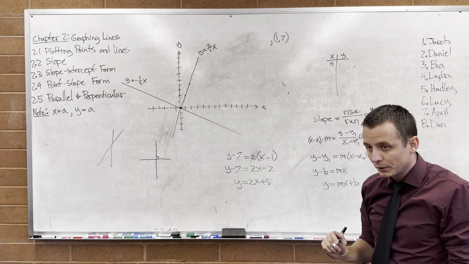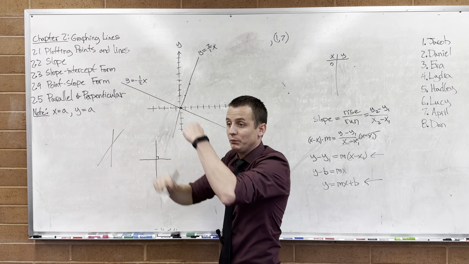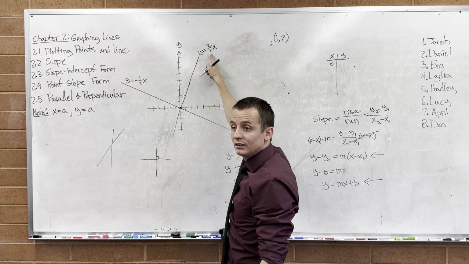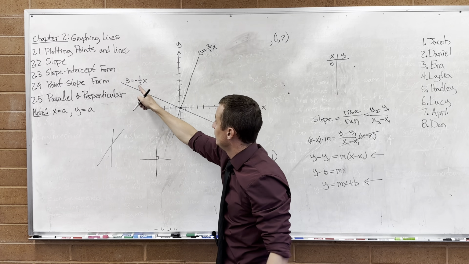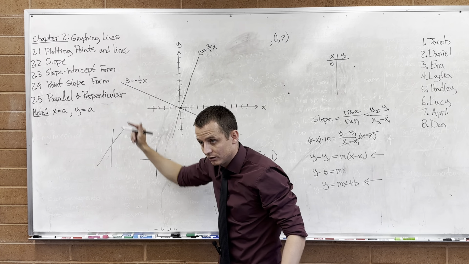So if a line is parallel to another line, that means they have the same slope. If two lines are perpendicular to each other, then that means their slopes are negative reciprocals of each other. Times this by -1 and flip the fraction over, you get this. Times this by -1, flip the fraction over, you get this. Good? Yeah. All right.